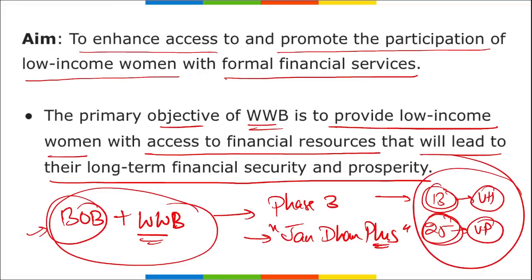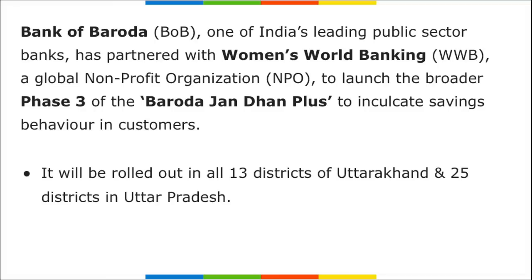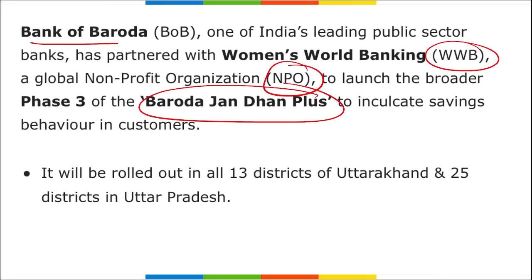All right, this is important. Here you can see Bank of Baroda tied up with WWB, that is an NPO, to launch phase 3 of Bank of Baroda Jan Dhan Plus, and it was launched in 13 districts of Uttarakhand and 25 districts of UP.